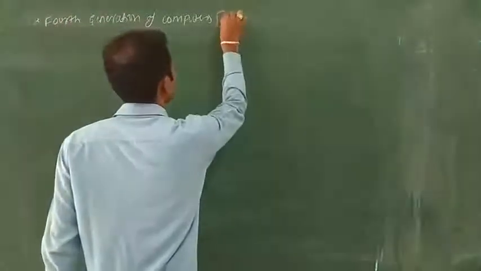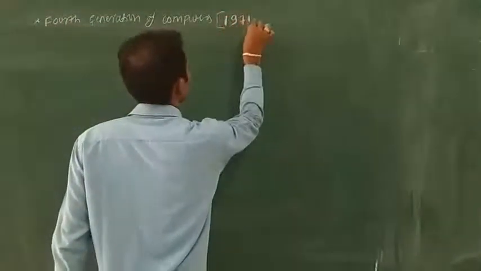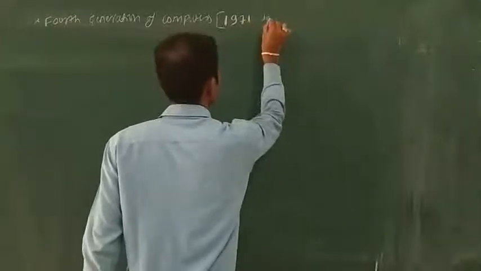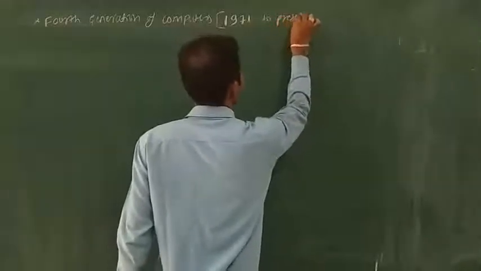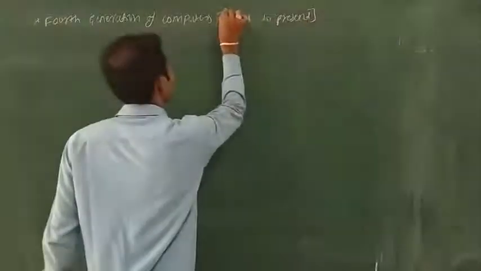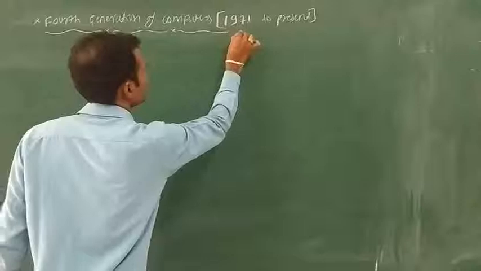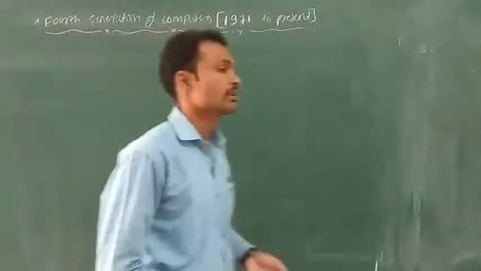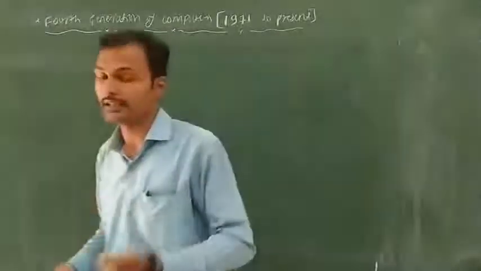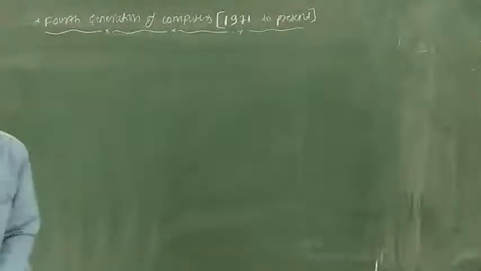Fourth generation computers. Its date is 1971 to present. Fourth generation of computers started in 1971 and the date has not ended. That is called the present only.